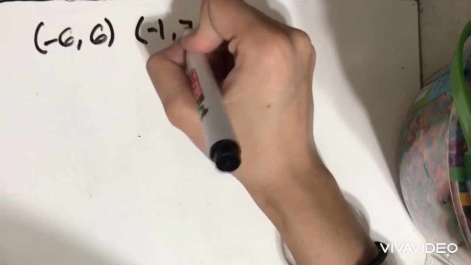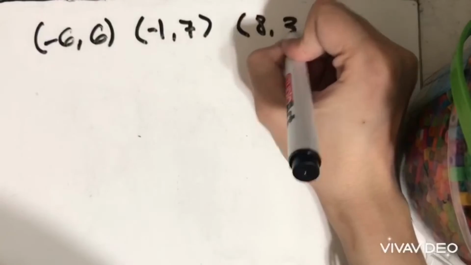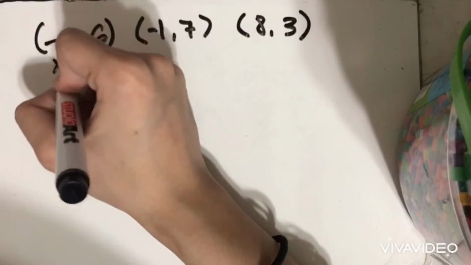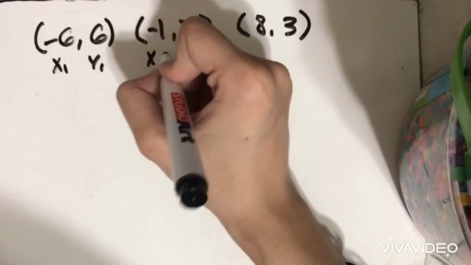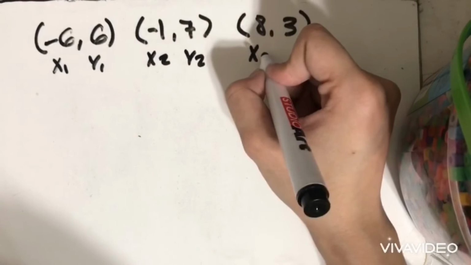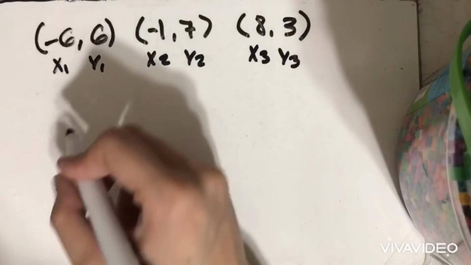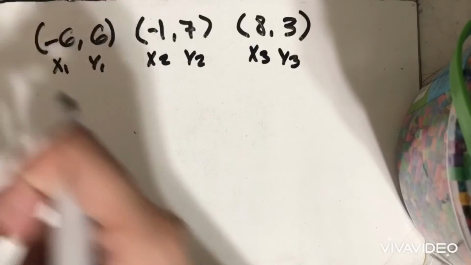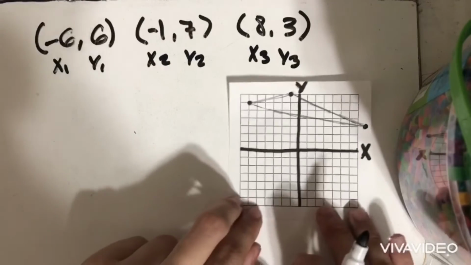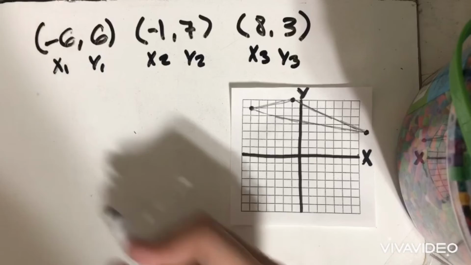This is another example of finding area using determinant. I'm going to write down my coordinates or points and label them x1, y1, x2, y2, so we are not confused later on. When you're done with that, with your coordinates, you need to plot your points onto a graphing paper. I already have mine ready on a graphing paper so we don't waste time.